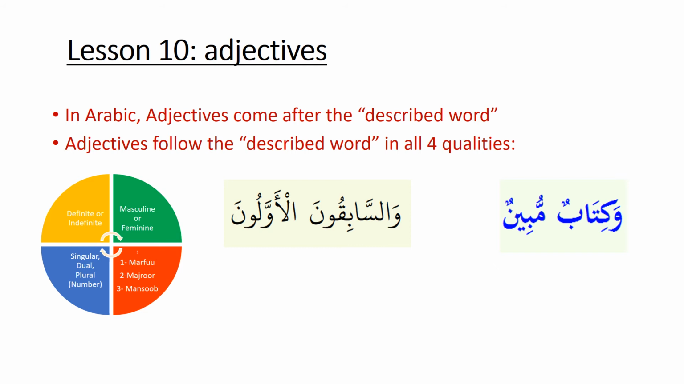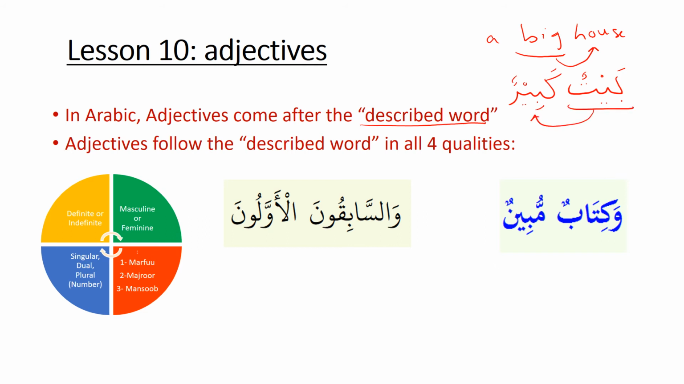Lesson 10 is also about adjectives. So in Arabic, we know that adjectives come after the described word. So if you say a big house, the adjective came before the described word. House is the described word and big is the description or the adjective. But in Arabic, you would say baytun kabirun. So you don't say kabirun baytun. You say baytun and then kabirun after that.